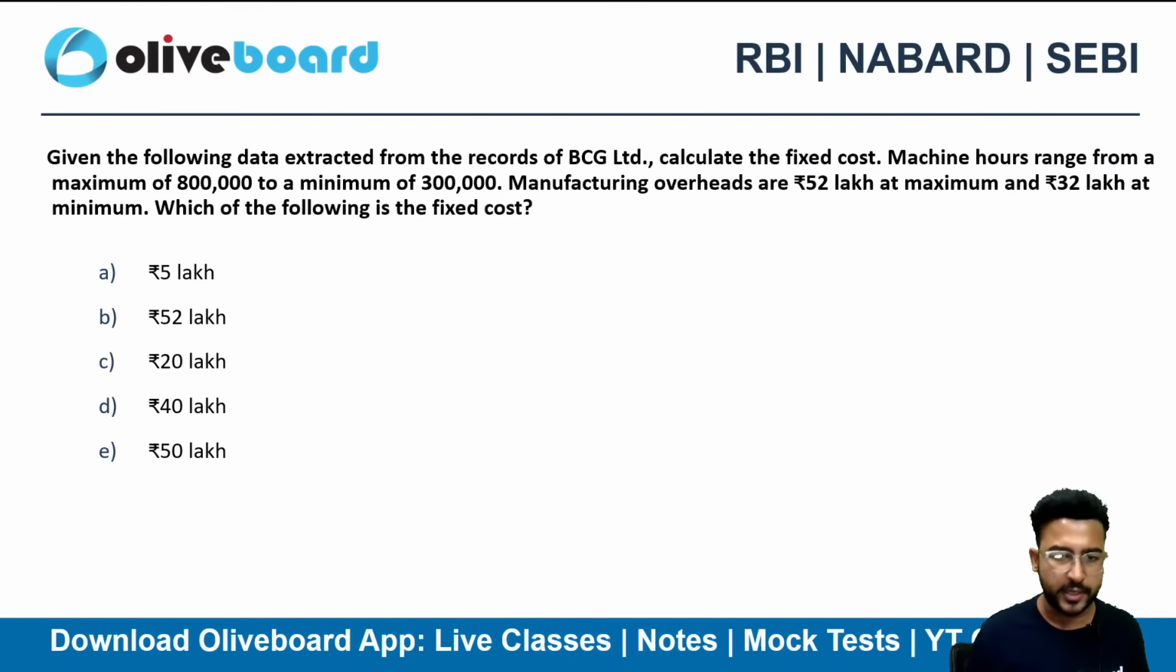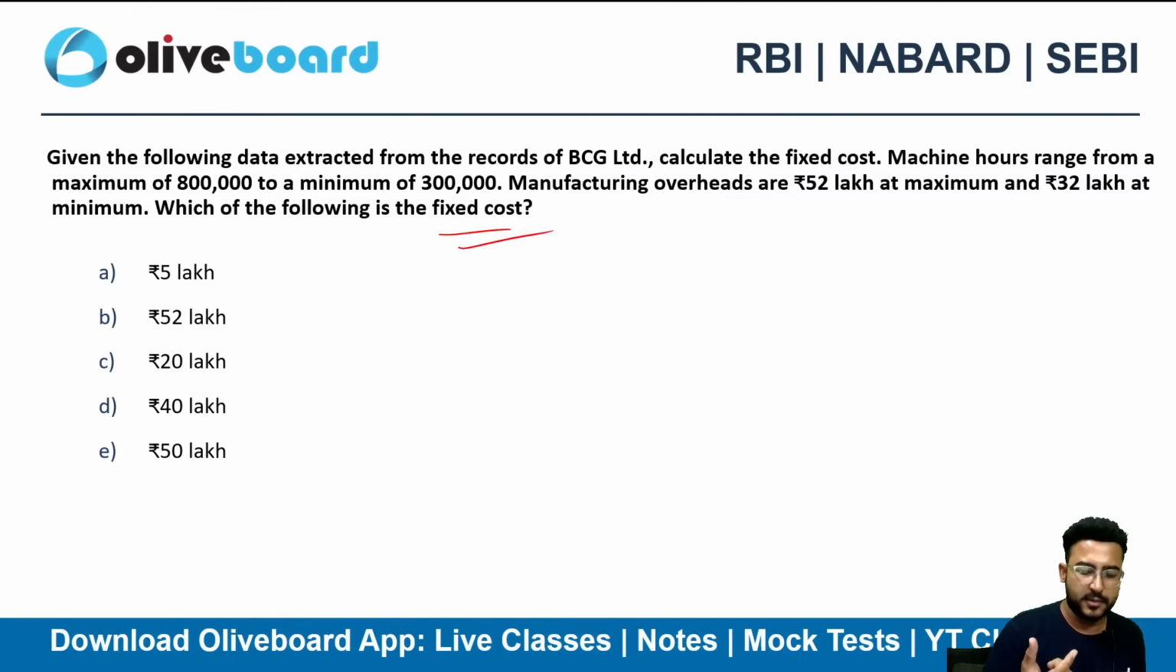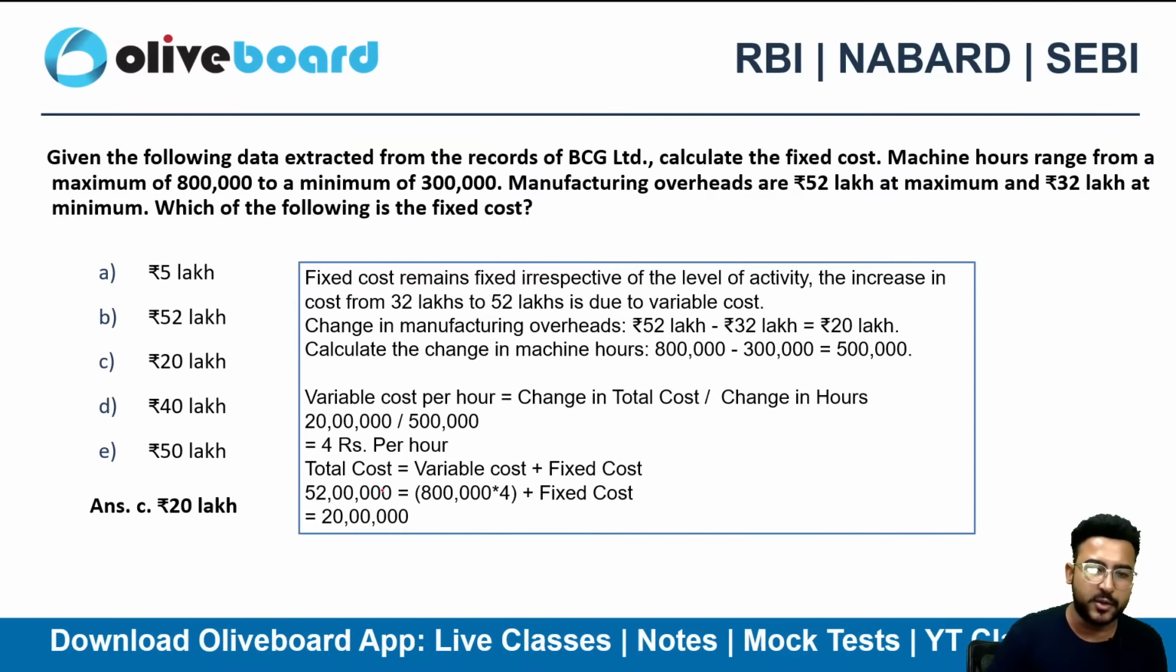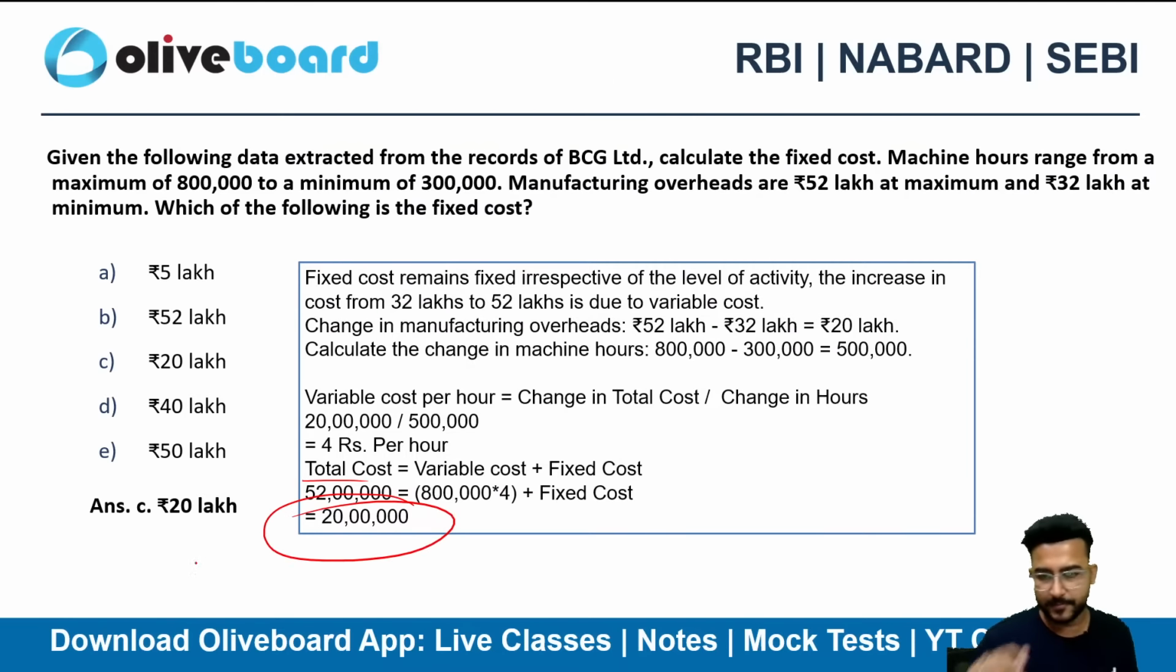A very easy one. You just need to calculate the fixed cost. They have given you the change in the total cost and the change in the level of activity as well. So the difference in cost divided by the difference in level of activity will give me the per unit variable cost. And once I have the per unit variable cost, I can easily deduct the variable cost from the total cost in order to arrive at my fixed cost, right?